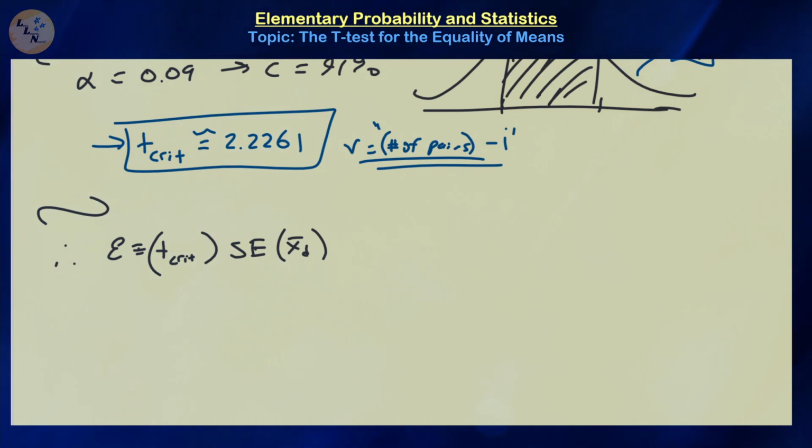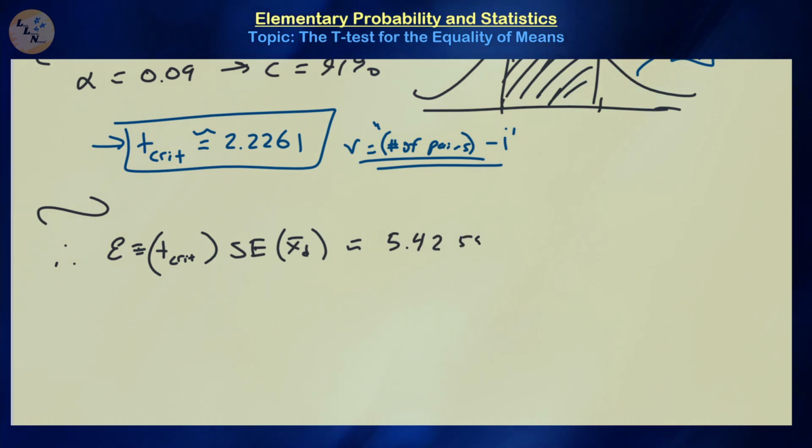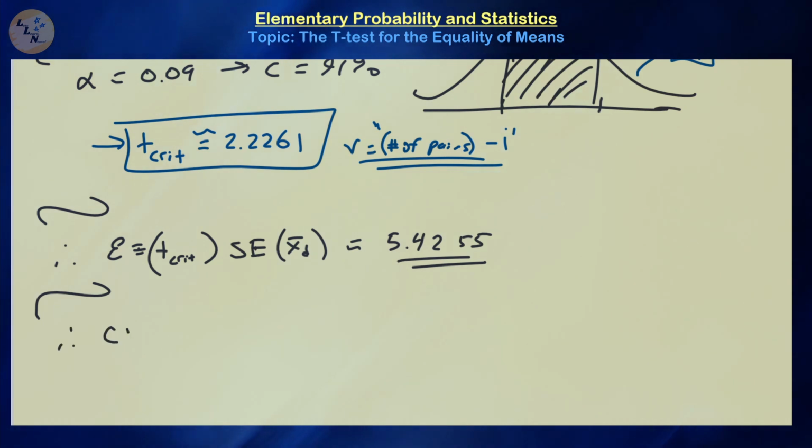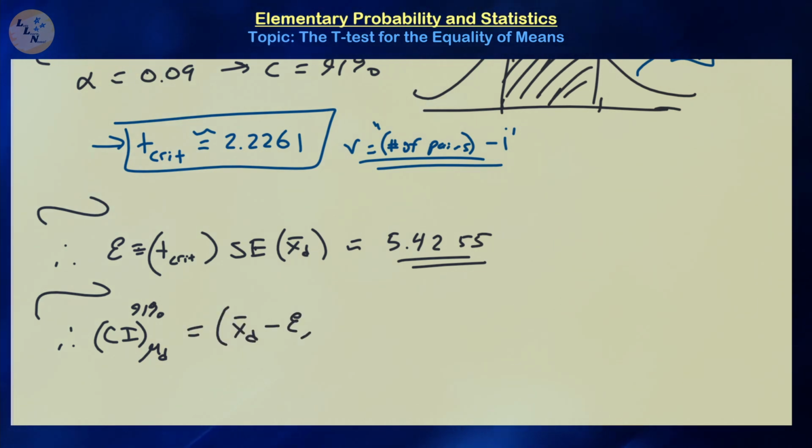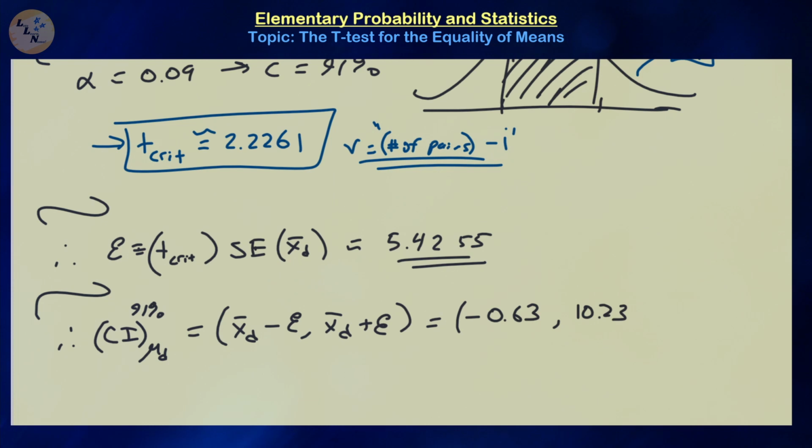This is going to stay consistent for all of our confidence intervals, which is actually pretty nice. That's going to come out to 4.4255. All right. So if that's the case, let's construct our confidence interval. So remember the confidence interval for the differences between means under some level of confidence C, and we've chosen 91%, so we can just write that there just for clarity. Keep in mind this is just going to be equal to x bar d minus epsilon and x bar d plus epsilon, and that's going to be equal to negative 0.63 up to 10.23.